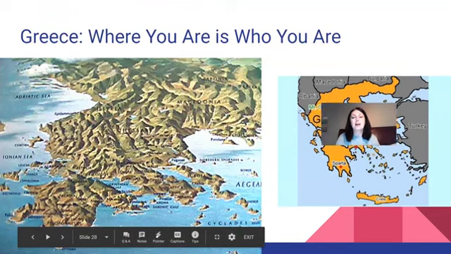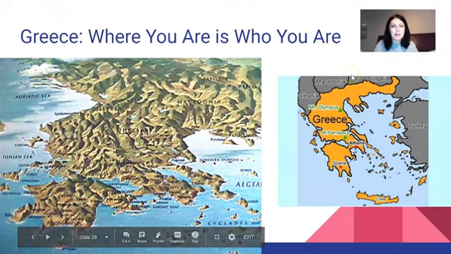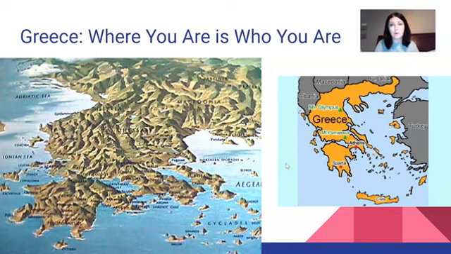So again, I've already talked about this and I'm not going to spend a lot more time on it, but you can see by looking at the topography and geography of Greece that where you are is definitely who you are. They are majority islands, mountains, and water. Not a whole lot grows here unless it's olives, or you can raise goats, which is why they have a lot of goat cheese, like feta cheese, or if you ever had a Greek salad.